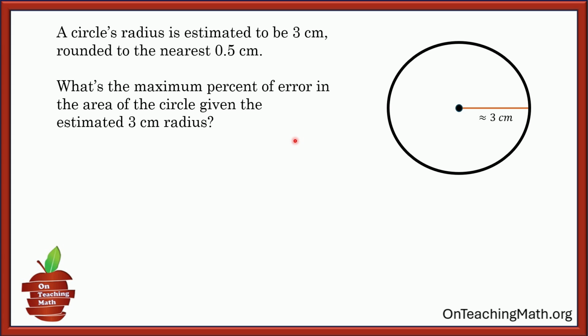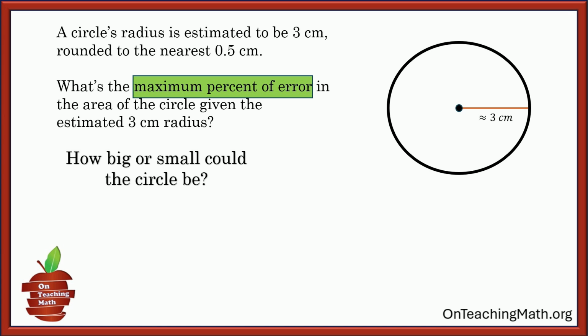So what we've got is a circle, right? The radius has been rounded to 3 centimeters, but the rounding rule is that it has been rounded to the nearest half of a centimeter, and our job is to figure out what's the maximum percentage of error in the area of this circle, right? So our first job is going to be to figure out how big or small could the circle be, right? Since it's been estimated to 3 centimeters and we've rounded to the nearest half centimeter, our lower bound is 2.75 centimeters. But that's not entirely obvious.